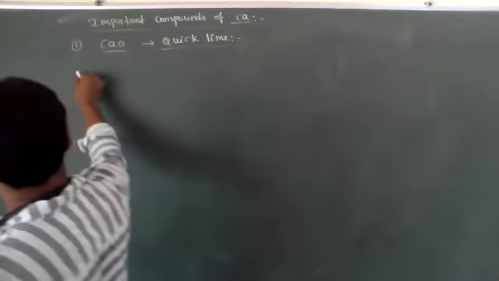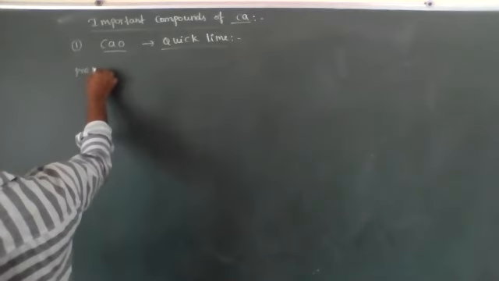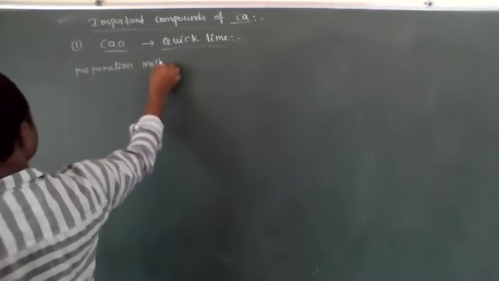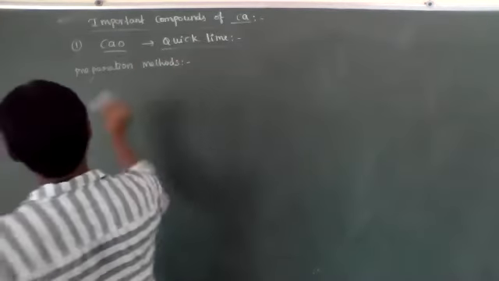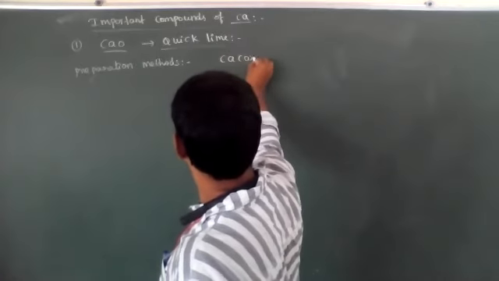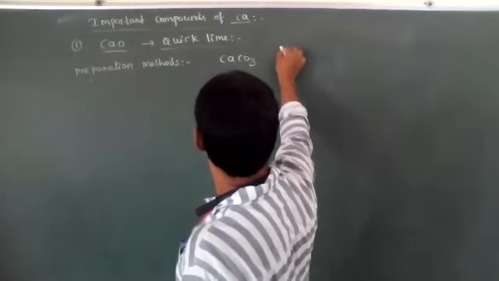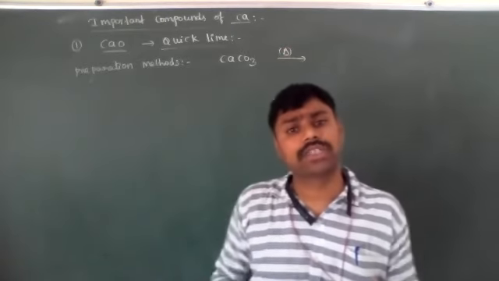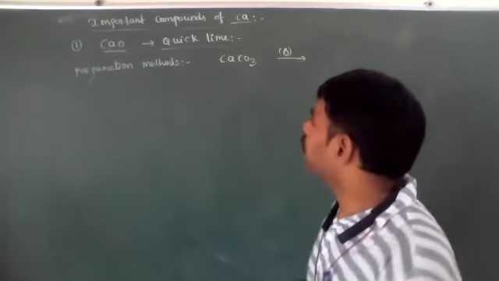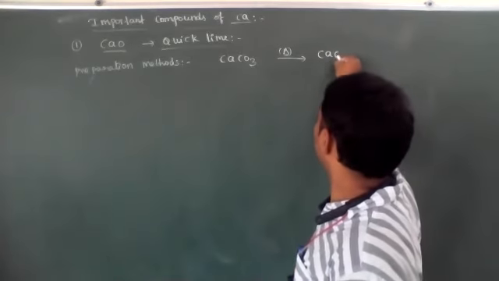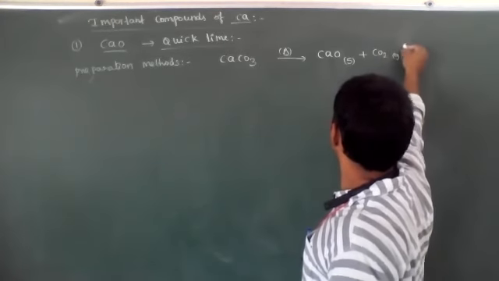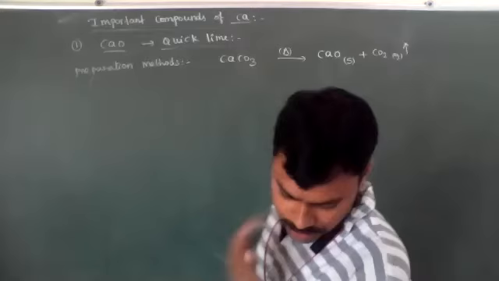Now we'll discuss the preparation methods of calcium oxide. What are the important preparation methods of calcium oxide? For example, calcium carbonate, CaCO3, on strong heating in an open vessel, not in a closed vessel. Closed vessel means the backward reaction will take place. So in an open vessel it forms calcium oxide solid plus carbon dioxide. Okay, students, this is the first method.